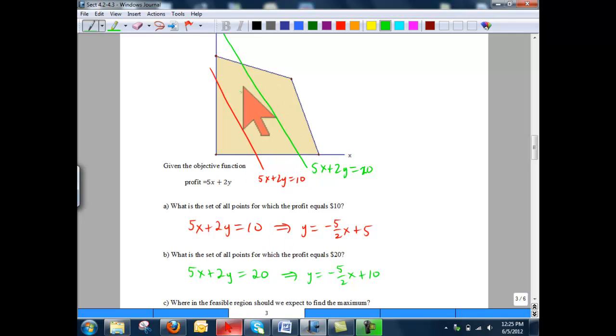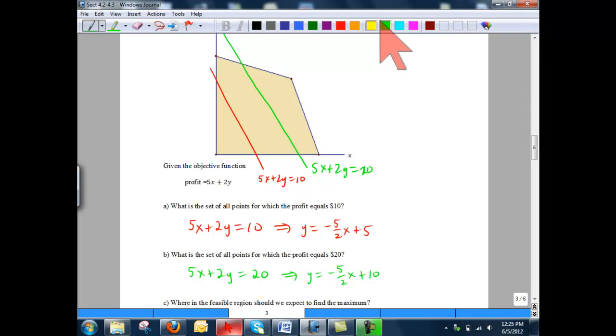So I can be anywhere in the feasible region. If I'm anywhere on the red line, I make $10 profit. If I'm anywhere on the green line, I make $20 profit. I'd rather make 20, so points on the green line are better than points on the red line. But then you say, well, if it was better to move in this direction from the red line to the green line, then maybe it would be better to be over here somewhere, and over here somewhere.